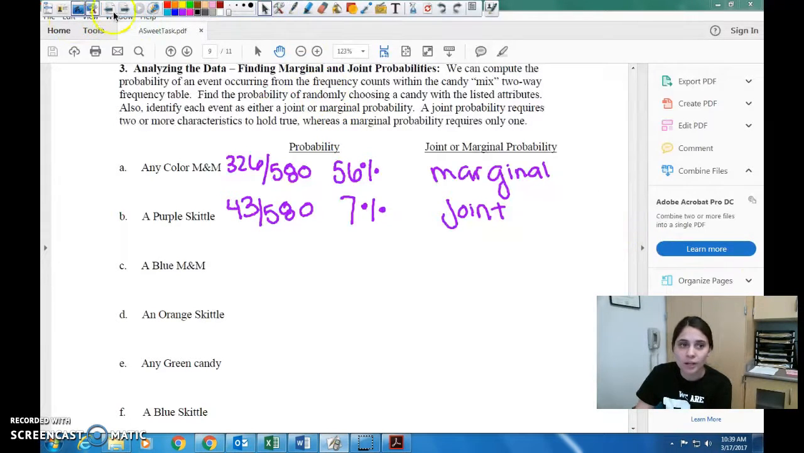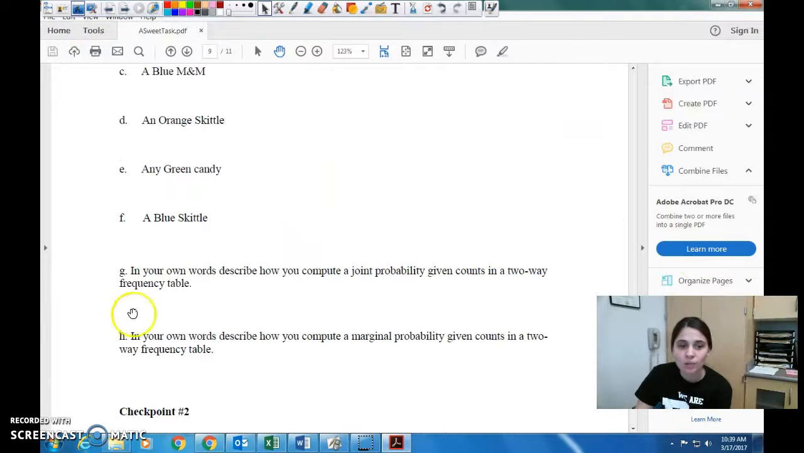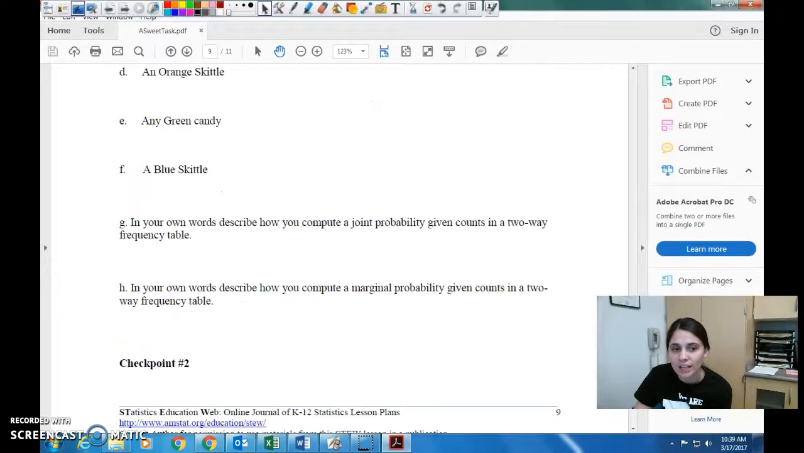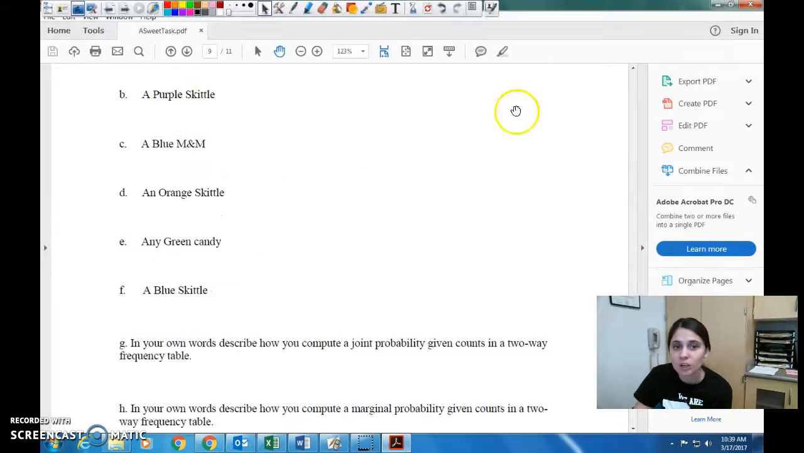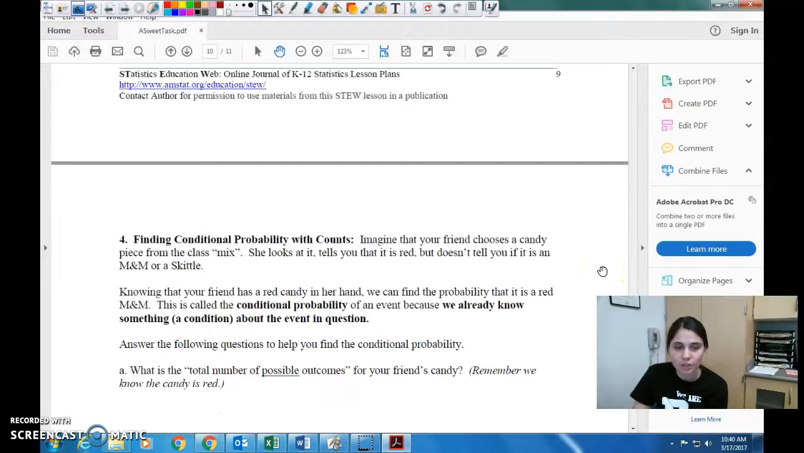When you get to the bottom, let me scroll down really quick. That asks you two questions. In your own words, describe how you compute a joint probability, and then in your own words, describe how you compute a marginal probability. So in order to do that, when we found any color of M&M, that was a marginal probability. So you're just going to describe how we found that marginal probability right here. And then finding the purple Skittle, we found a joint probability, so you're just going to describe how we found that joint probability here. And then when you finish that, come back to the video for the next page.